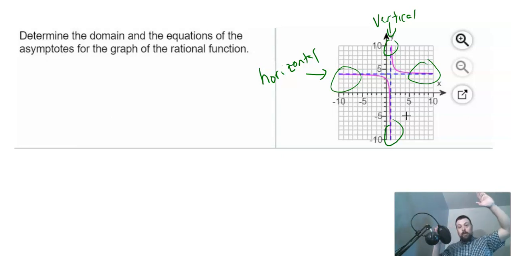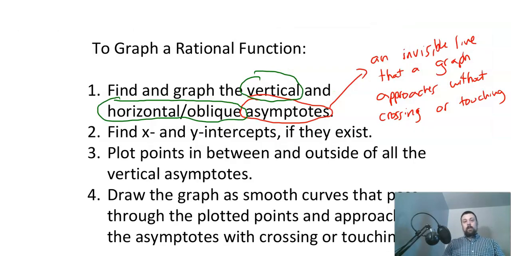It's going to approach the asymptotes without crossing or touching, right? So they're really important to be aware of. We need to know where these are located. So that's why that's the first step. Find the asymptotes, right? Then find x and y intercepts if they exist.